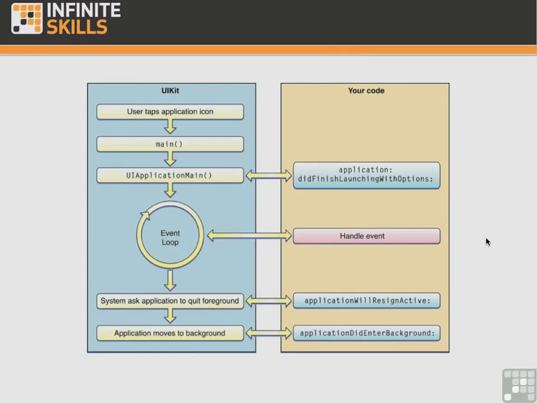Now, your goal during the startup process with the application did finish launching with options message is to present your app's user interface as quickly as possible. Don't load large data structures that your app won't use right away. If your app requires time to load data from the network or perform other tasks that take noticeable time, get your interface up and running first and then launch the slow task on a background thread.